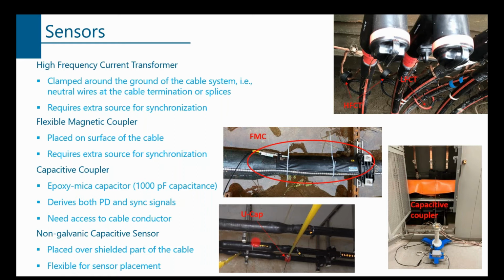And another option similar to the flexible magnetic coupler is the non-galvanic capacitive sensor, like this. Use a hot stick, put it around the splice to take the readings. So these 2, the FMC and the UCAP sensor, are quite similar. The difference is FMC acquires magnetic signals, current, and the UCAP captures the electric signal, the voltage. So those are the sensor families that can handle almost all the applications.